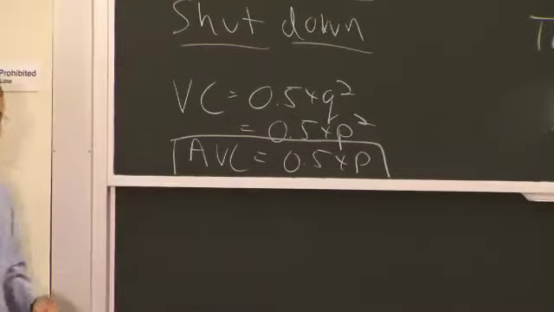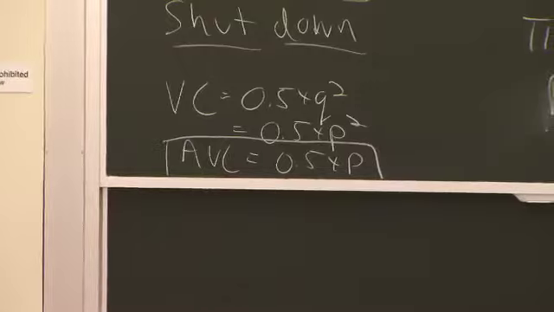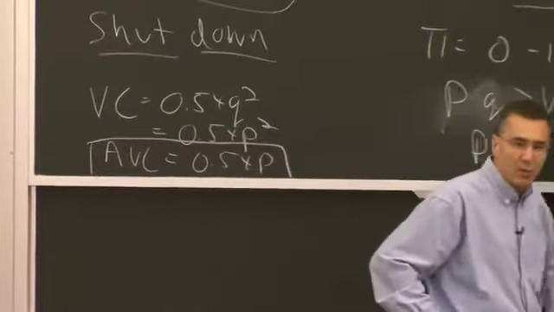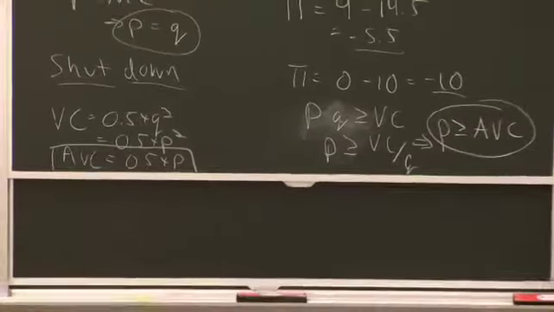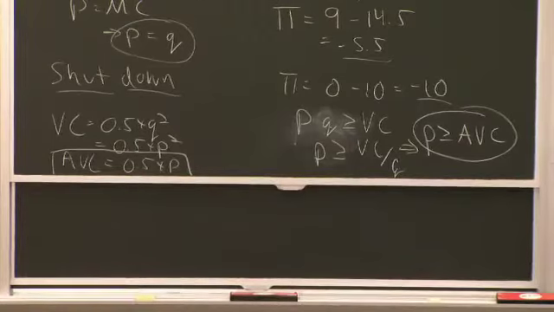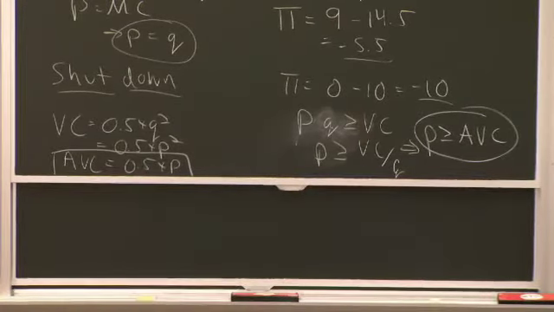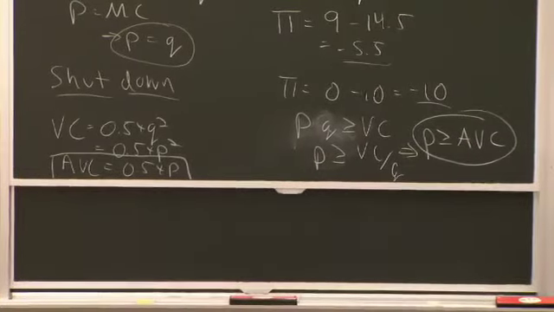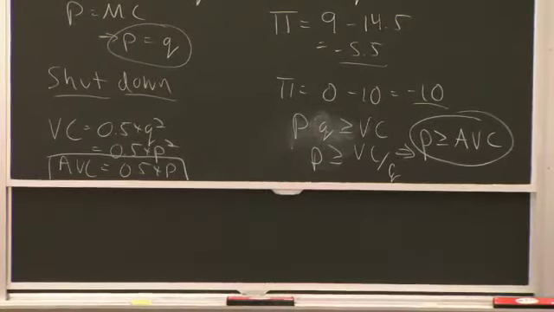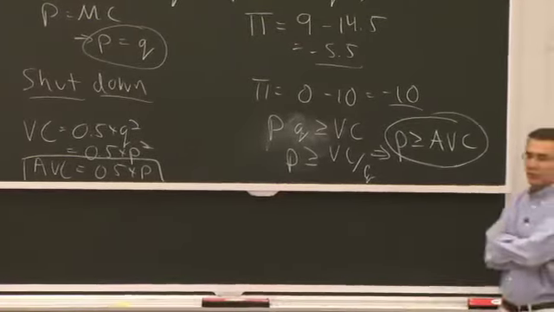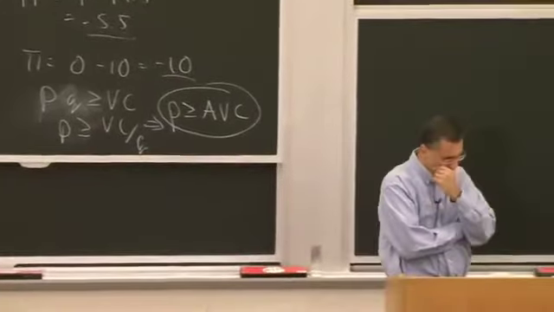Its average variable costs are 0.5 times P. Okay. Well, by definition, P is always greater than 0.5 times P. So our firm will never go out of business in the short run. In the short run, our firm will never go out of business because at the profit maximizing price, P equals Q, it will always be producing at a point where the price is greater than its average variable costs. So it will never shut down.